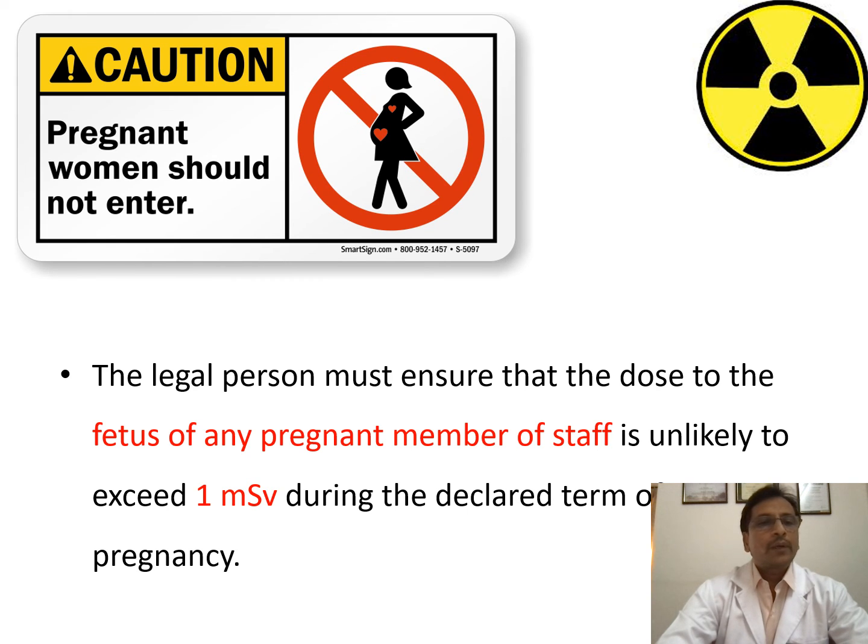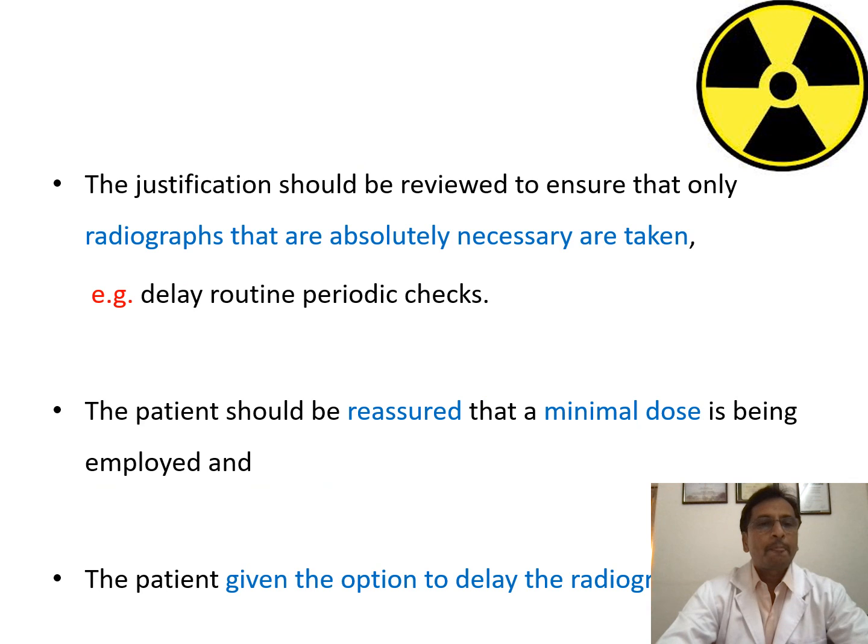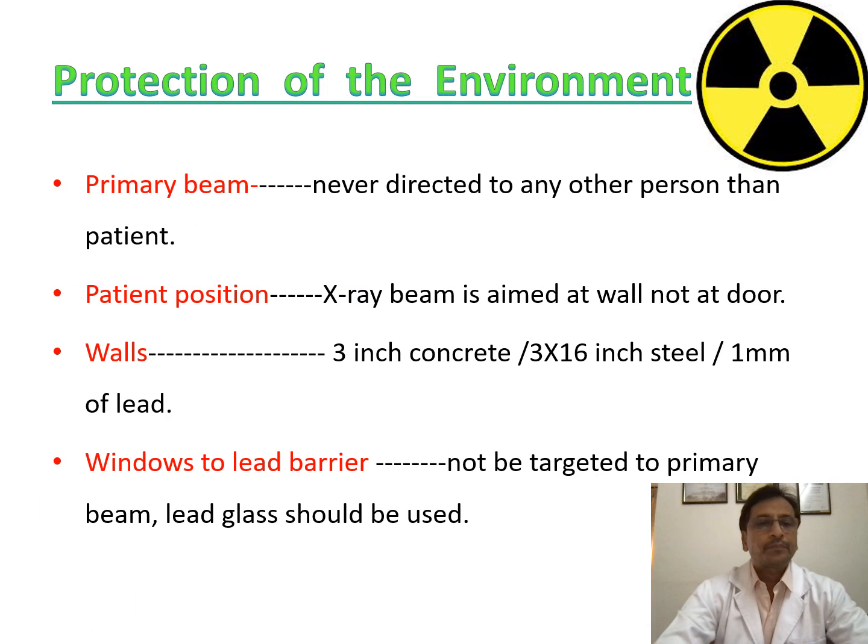Another important aspect of radiation protection is when a pregnant woman requires a radiograph. The legal person must ensure that the dose to the fetus of any pregnant member of the staff is unlikely to exceed 1 millisievert during the declared term of the pregnancy. So the justification should be reviewed to ensure that only radiographs that are absolutely necessary are taken. For example, delay routine periodic checks if it can be done. The patient should be reassured that a minimal dose is being employed, and should be given the option to delay the radiographic exposure if it can be done.